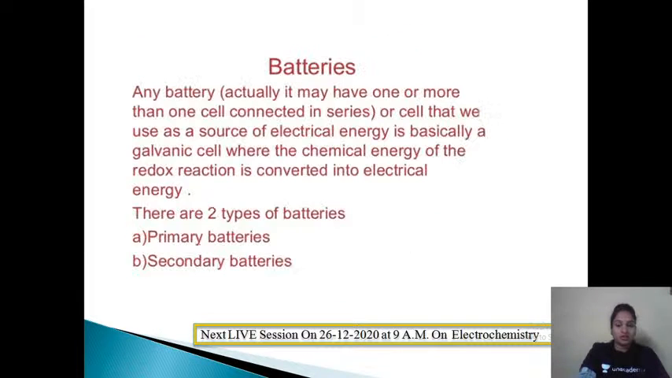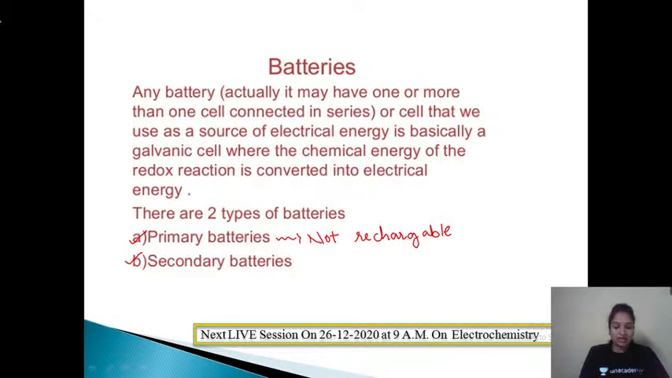Coming to primary batteries: primary batteries are those which are not rechargeable. They cannot be recharged. It means if you use this battery once, it cannot later be recharged or used again. Once it gets utilized, you cannot use it again. That is known as a primary battery.